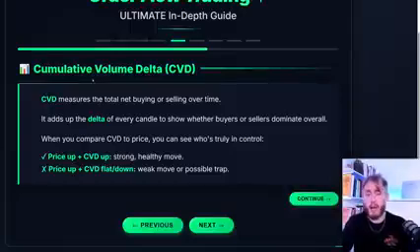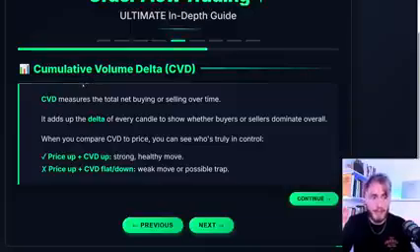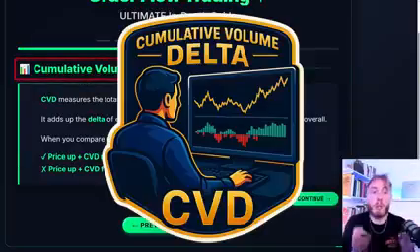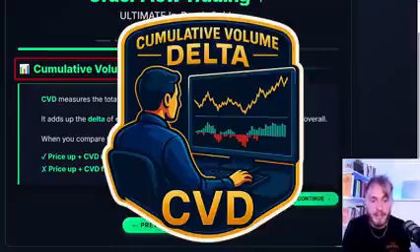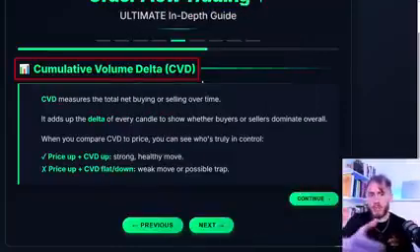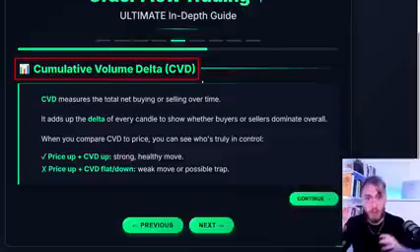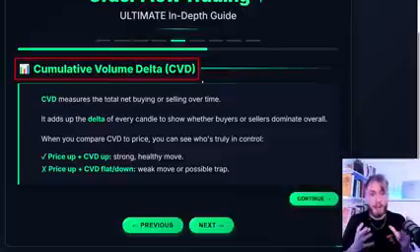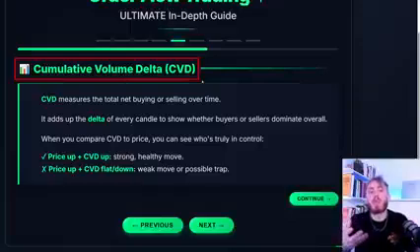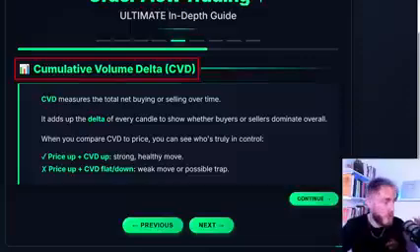But don't worry, I will go over everything in a step-by-step manner. But first of all, this tool right here is called the Cumulative Volume Delta, or for short, CVD. And by this point, you already know what volume delta is. It's the difference between the buying volume and selling volume. But here in the name, you can hear cumulative. That is basically that we add up the volume delta, or the volume difference, over time.